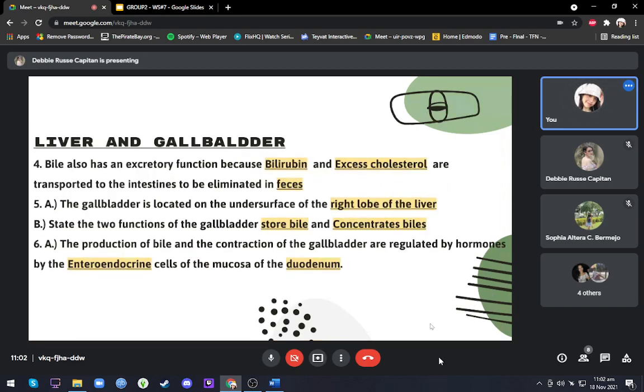Number 4, bile also has an excretory function because bilirubin and excess cholesterol are transported to the intestines to be eliminated in feces. 5A, the gallbladder is located on the undersurface of the right lobe of the liver. B, state the two functions of the gallbladder: store bile and concentrate bile. 6A, the production of bile and the contraction of the gallbladder are regulated by hormones from the endocrine cells of the mucosa of the duodenum.